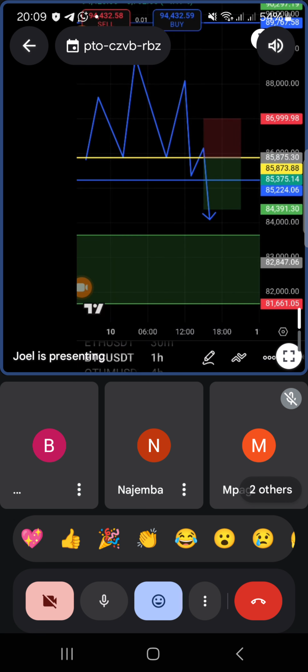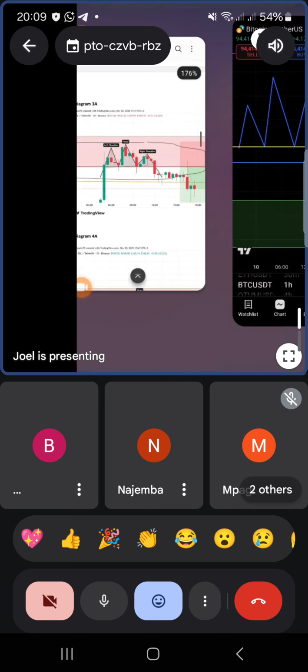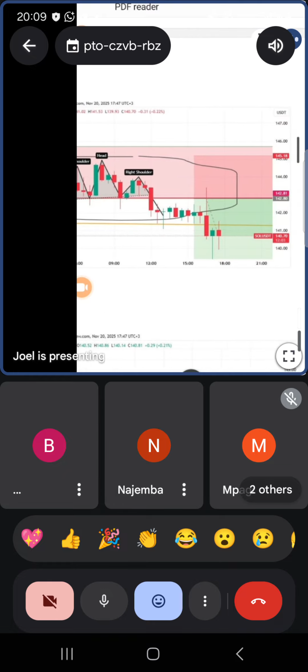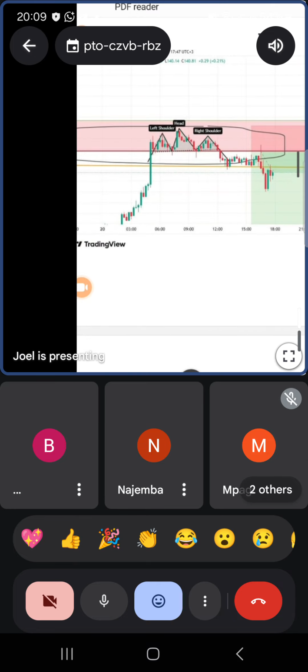So you do not place any order until price breaks the neckline. After price breaks the neckline, you place your order on the neckline, because automatically price has to come back there and then continue going down. This happens 70% of the time. You can go back here and I show you what happened here.